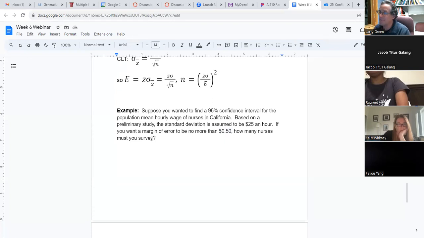Does that make sense? And this is an example of asking, how do you find out what just the right amount is before you do your survey? After you do your survey, it's too late. See how that works?